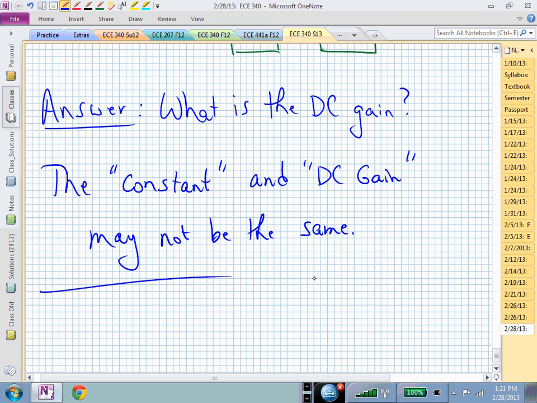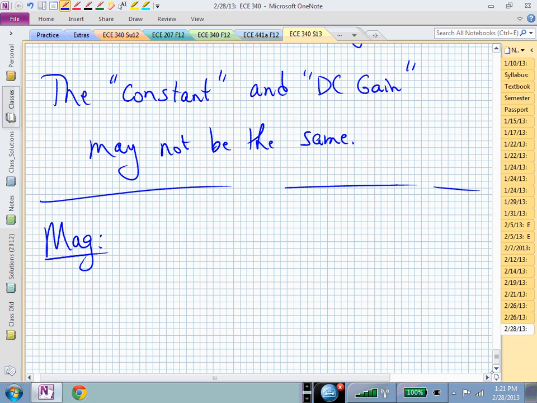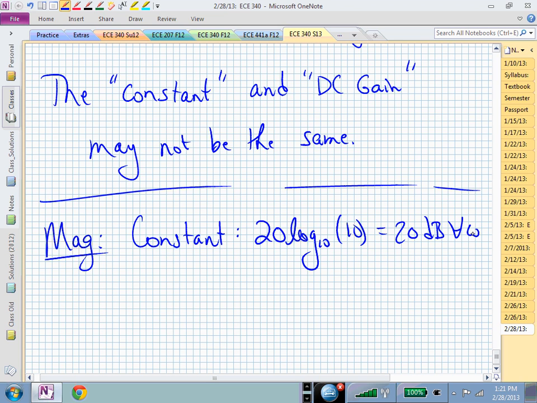In this particular case, if you were sketching the magnitude, you really sort of have two pieces, don't you? You have a constant piece, which is 20 times the log base 10 of 10, which is 20 dB for all omega. And what's the phase of the constant? And that's 0 for all frequencies.